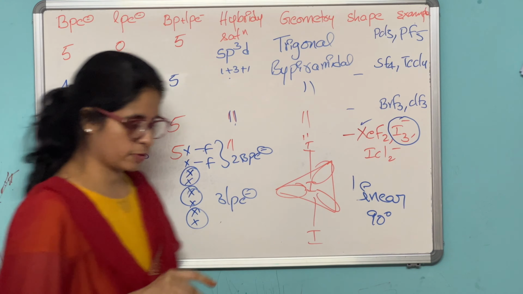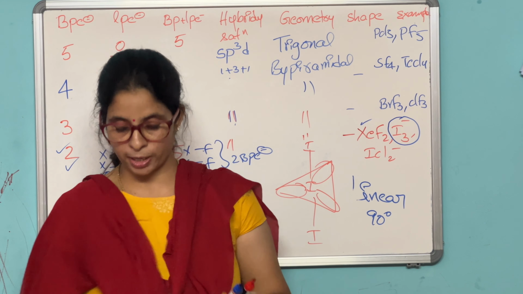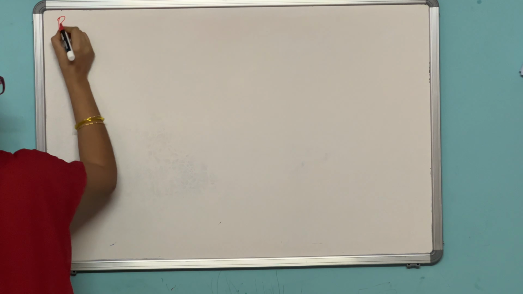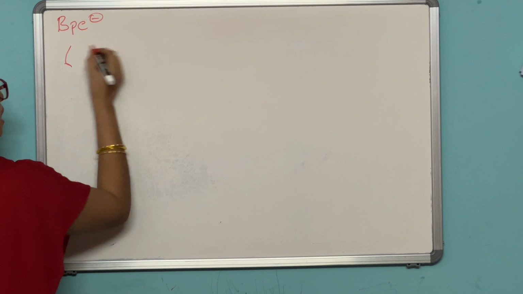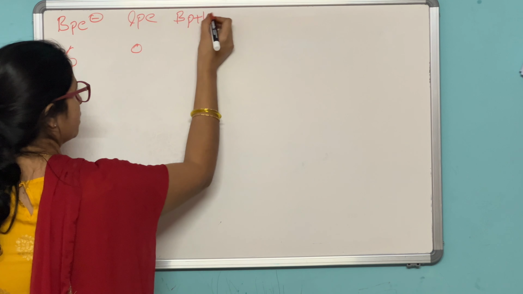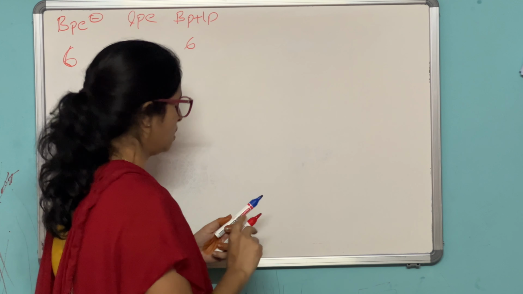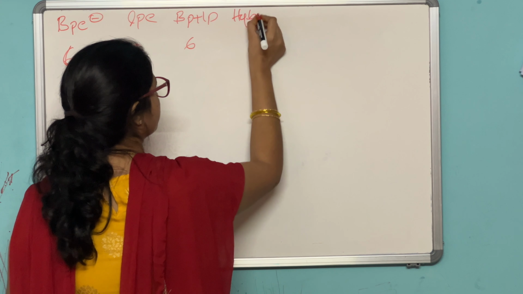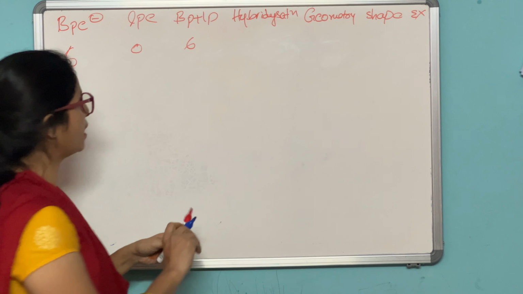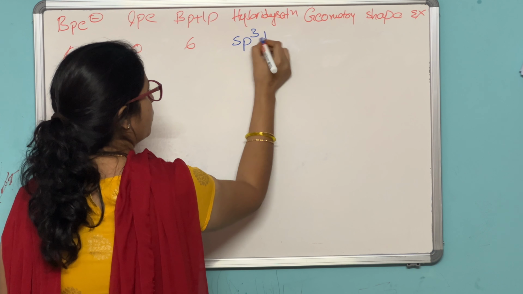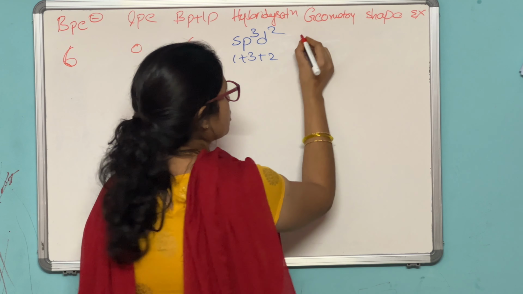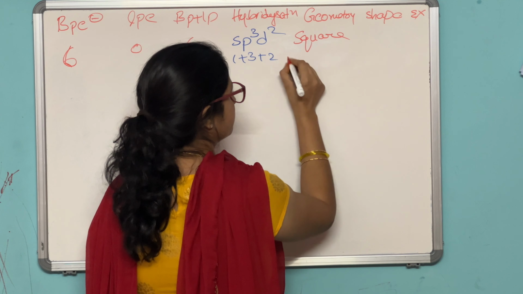Next one. If bond pairs of electrons are 6 and lone pairs of electrons are 0, bond pair plus lone pair is 6, and the hybridization is sp3d2, that is 1 plus 3 plus 2. The geometry, as I told you, is square bipyramidal or octahedral.